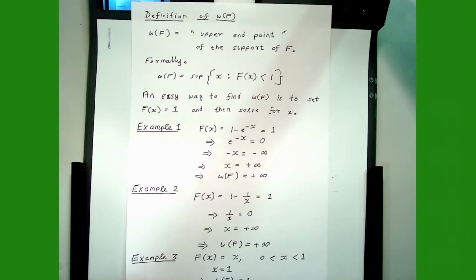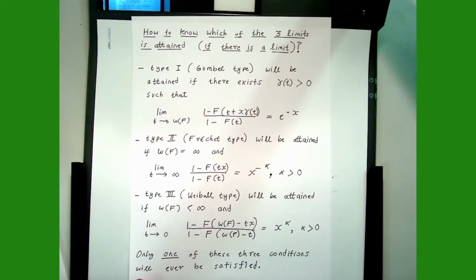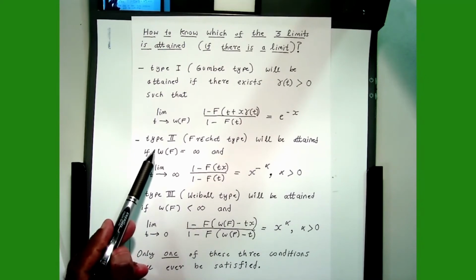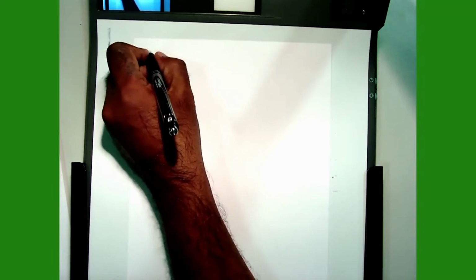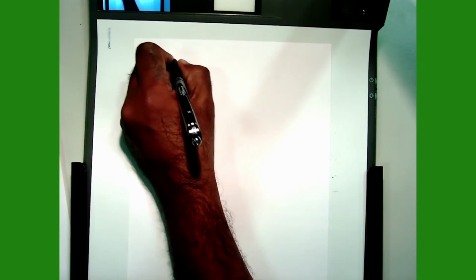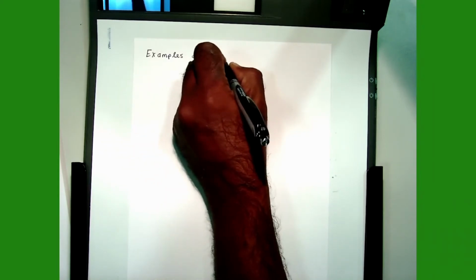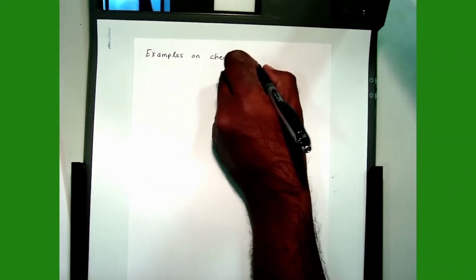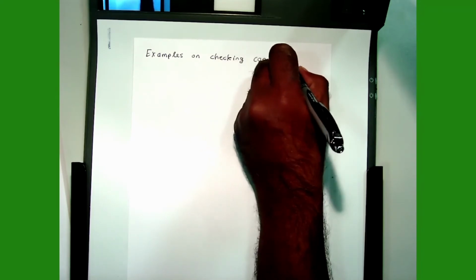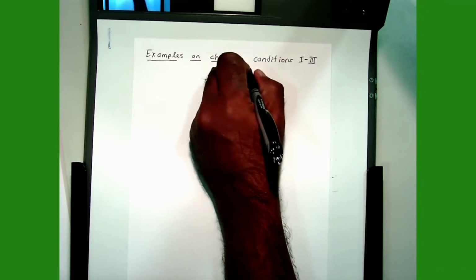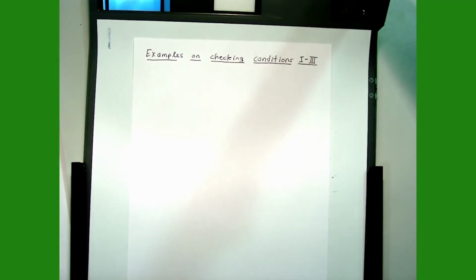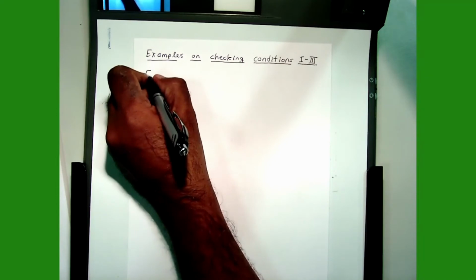Right. The next thing I'm going to do is to go back to the conditions. So these are the conditions I gave you, and I'm going to do a few examples on how to check these 3 conditions. Right. Okay. So the first example. So these are examples on checking conditions 1 to 3. Okay. So let's look at first example 1.